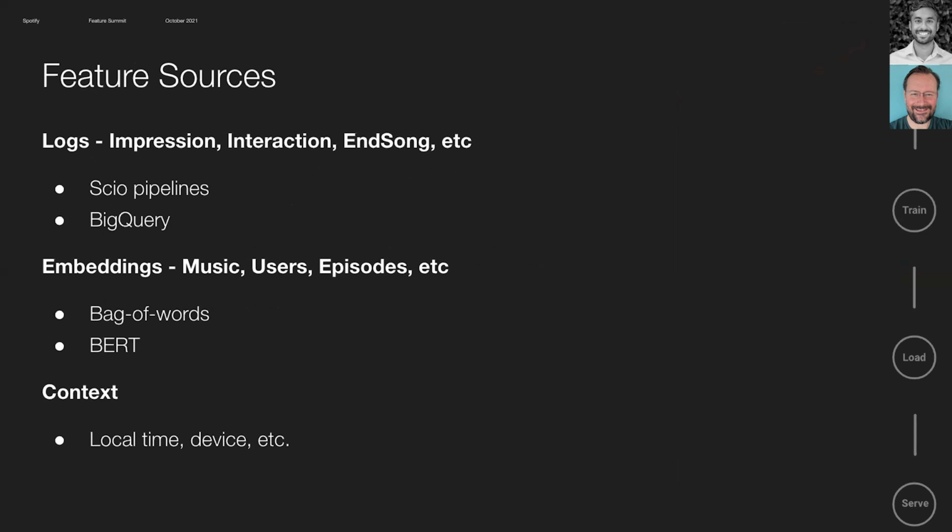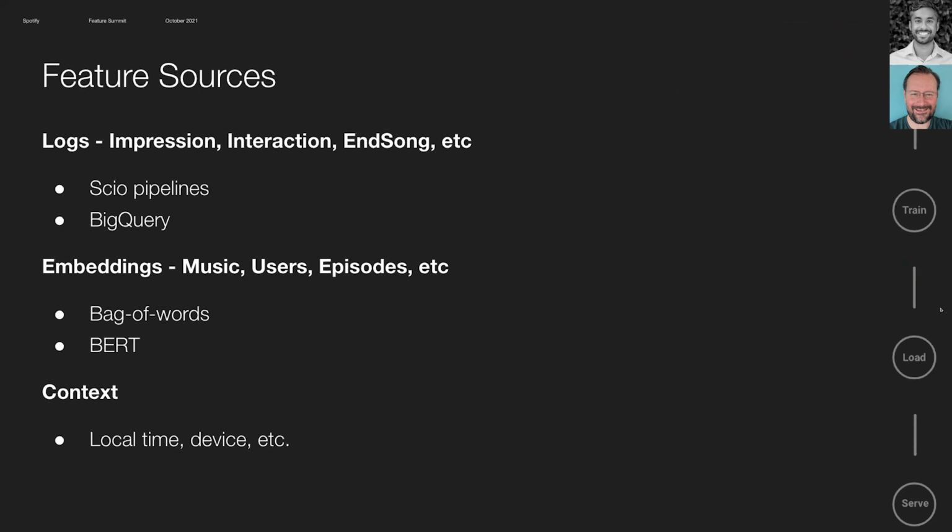So we get features from many places. Log-based features are probably the workhorse. These are like, what are you doing in the app? What are you listening to, etc. And these come in batches, or we also have streaming versions of most of them.